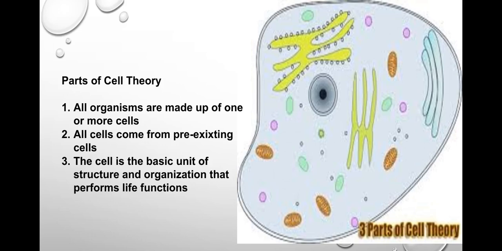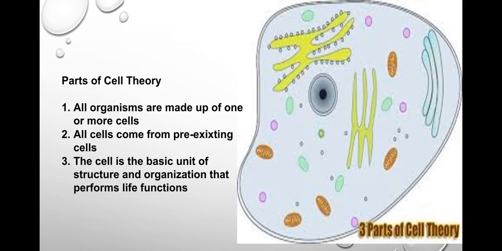So there are three parts of cell theory. The first one is all organisms are made up of one or more cells, meaning to say the cell is the basic unit of life and cells arise from other cells through cellular division.